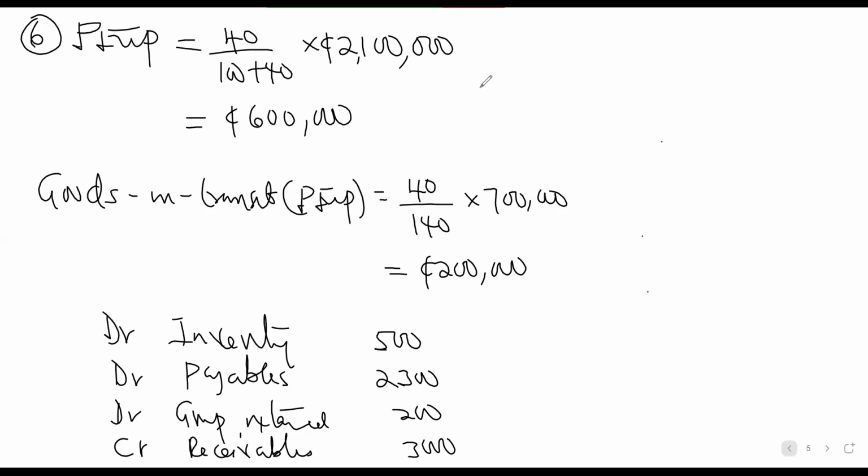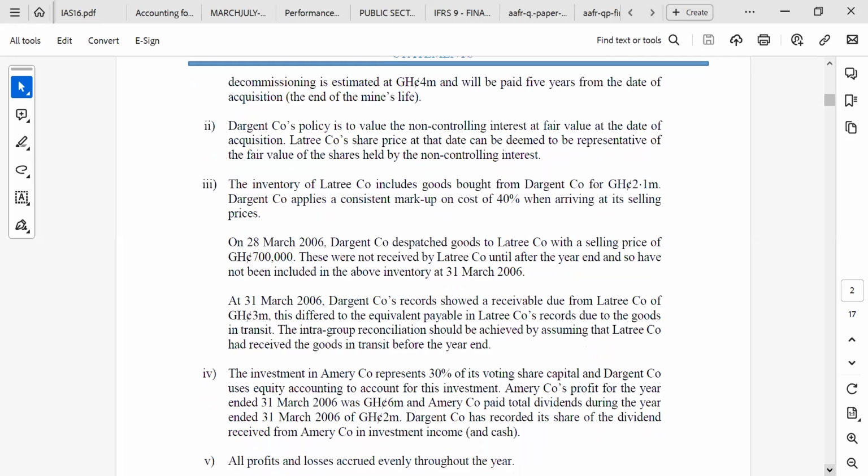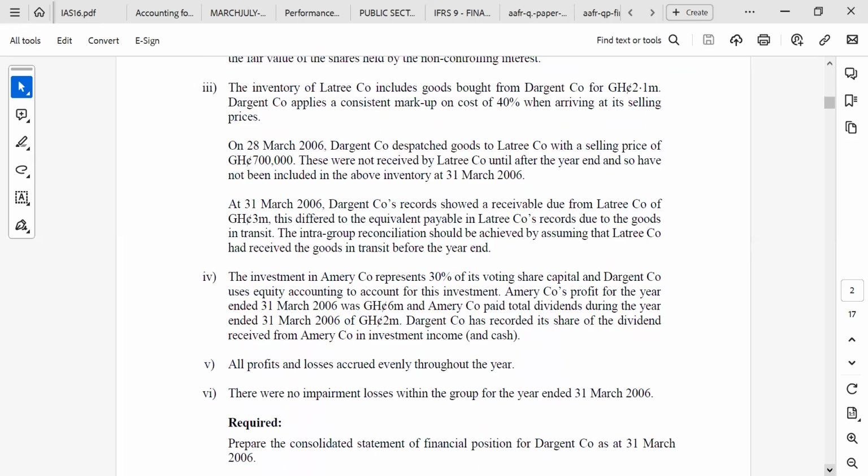But since they are saying that we should do this as if the goods have been received, then you have to pass the entries for the subsidiary before you do the necessary adjustments. So that is the important side of this one. Okay, let's take the last one.